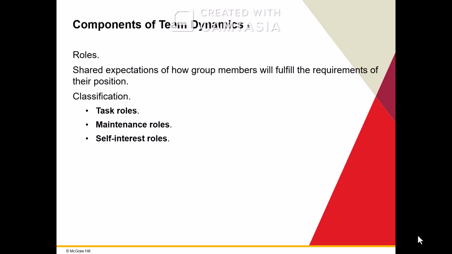Then we have roles, shared expectations of how group members will fulfill the requirement of their position, and the classification of the role is task role, maintenance roles, and self-interest roles. So it's very important to define roles. Everyone should know their roles very clearly, and sharing expectations of how each member fulfills the requirement of their position or role is very crucial to perform better and have a collaborative and well-understanding team.